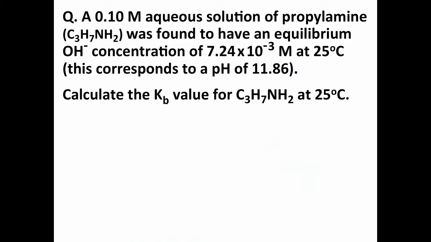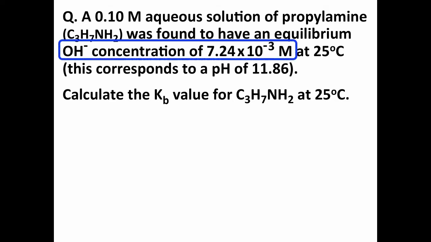And we'll start with an example of a 0.1 molar aqueous solution of propylamine, which is C3H7NH2. It has an equilibrium hydroxide concentration of 7.24 times 10 to the minus third molar, and tells us what that pH is. And the question is to find the Kb value for propylamine.